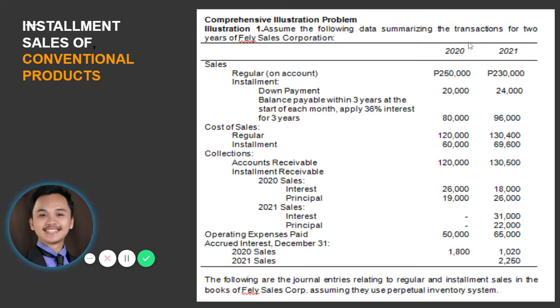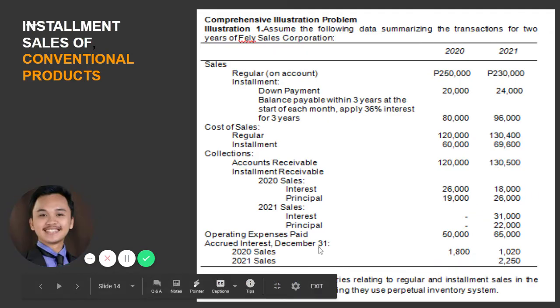And for 2020, again, we have a gross profit rate of 40%. So that's what I have told you earlier, guys. For 2020 sales, you will use its original gross profit rate, which is 40%. And for all cash collections pertaining to your cash or installment sales for 2021, in computing for your realized gross profit, you will also use 42%. So these are your collections. And then your accrued interest for December 31, we have 1,020, and for 2021 sales, 2,250.